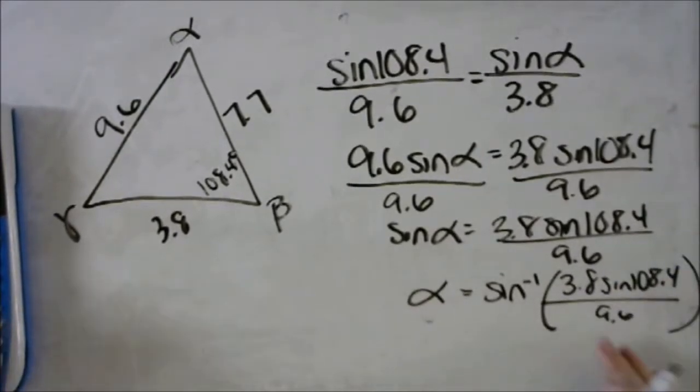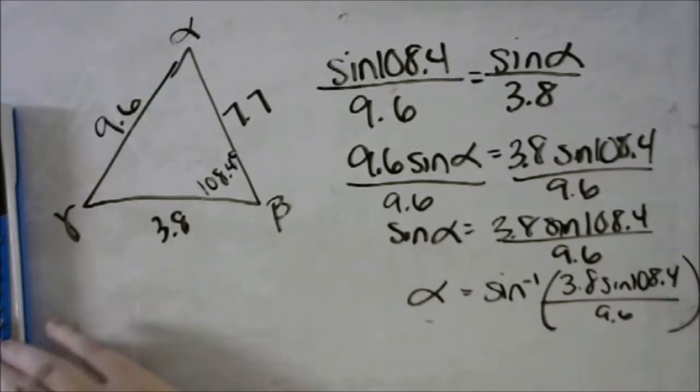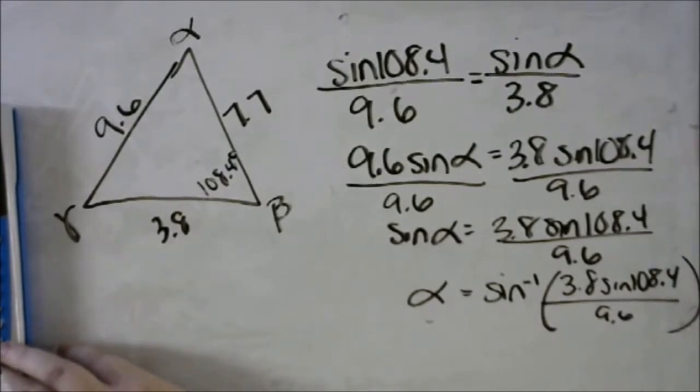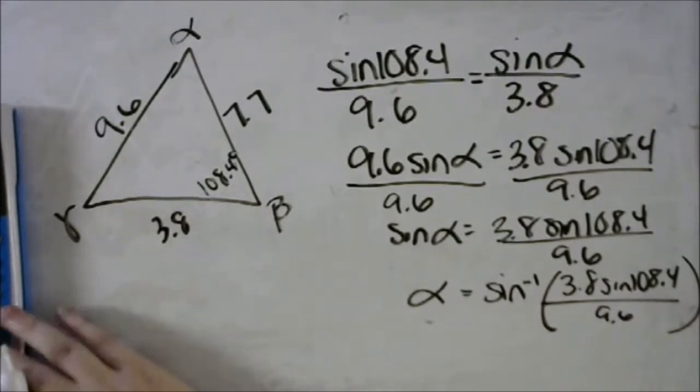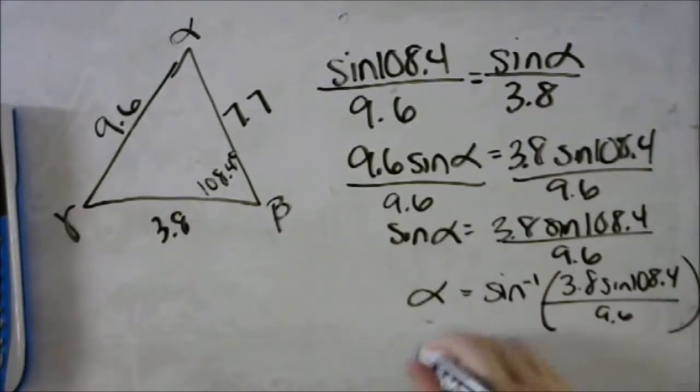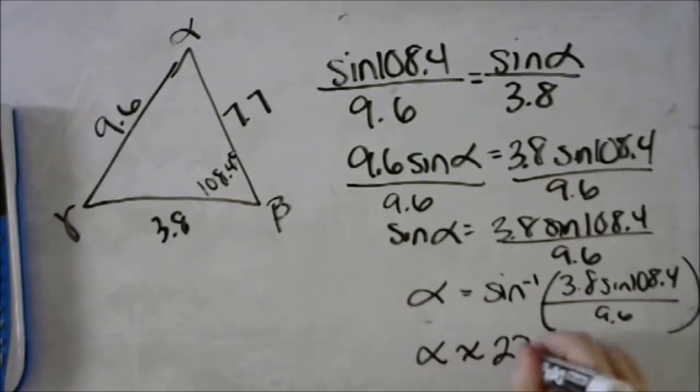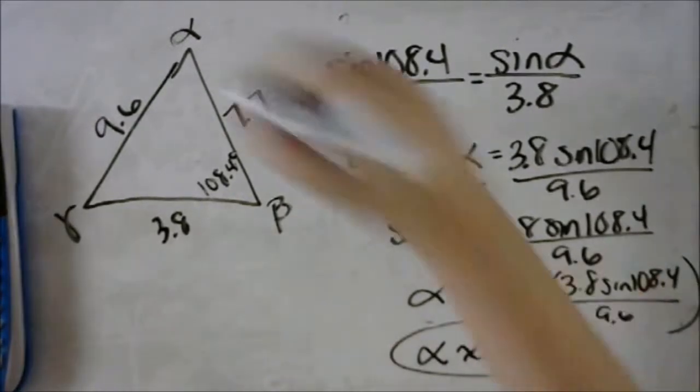And then type this in your calculator: the inverse sine of 3.8 sine 108.4 divided by 9.6. We get that alpha is approximately 22.1 degrees.